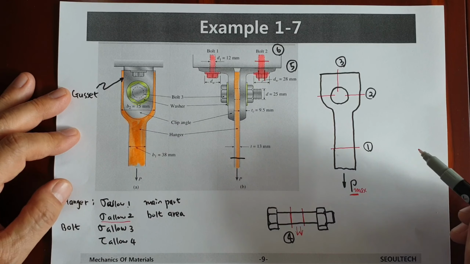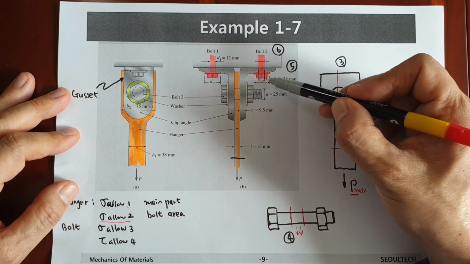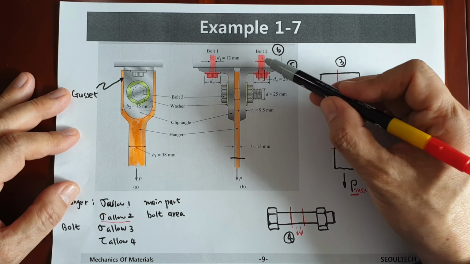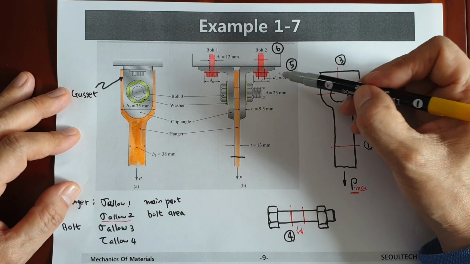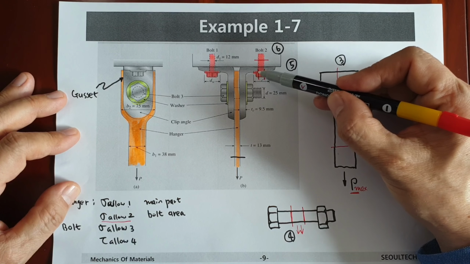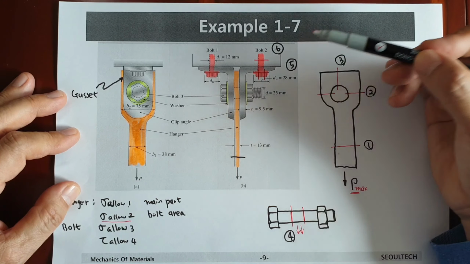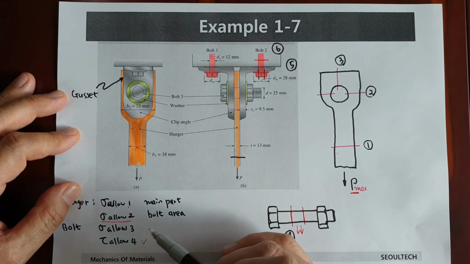Next one, finally, we can think of the bolt head here. Actually, the gusset is attached by two bolts. Then at the bolt head, we have some shear force here. Then we can apply this condition as well.